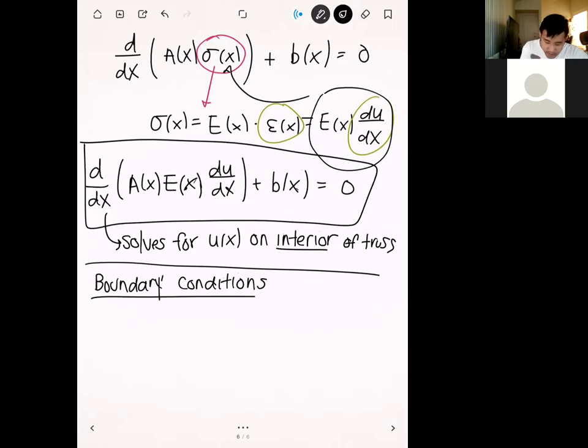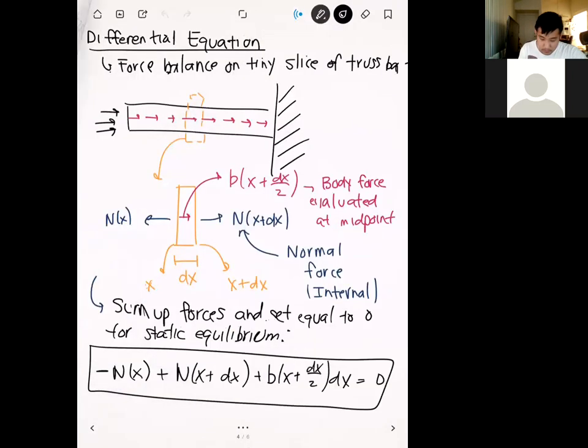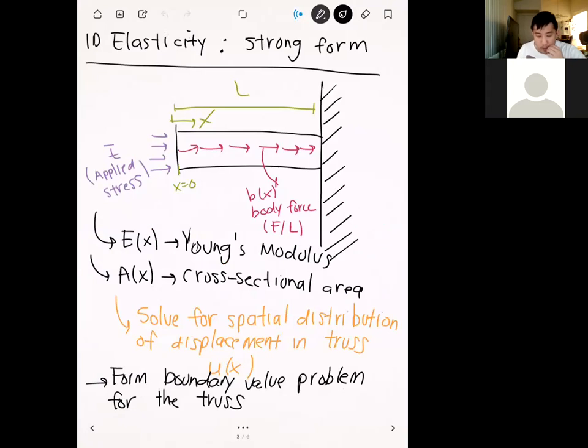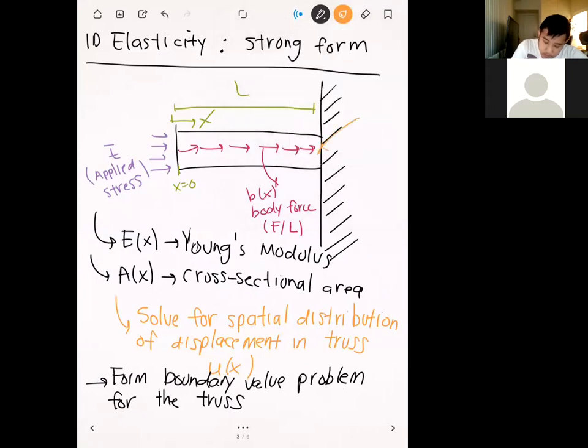Okay, so first let's write out what our boundary conditions were for this case. If we go back to our original drawing, in the purple right here we have an applied stress on the left-hand side. And our other boundary condition, which I didn't write in, was that our truss was fixed on the right-hand side because it's cemented to the wall.